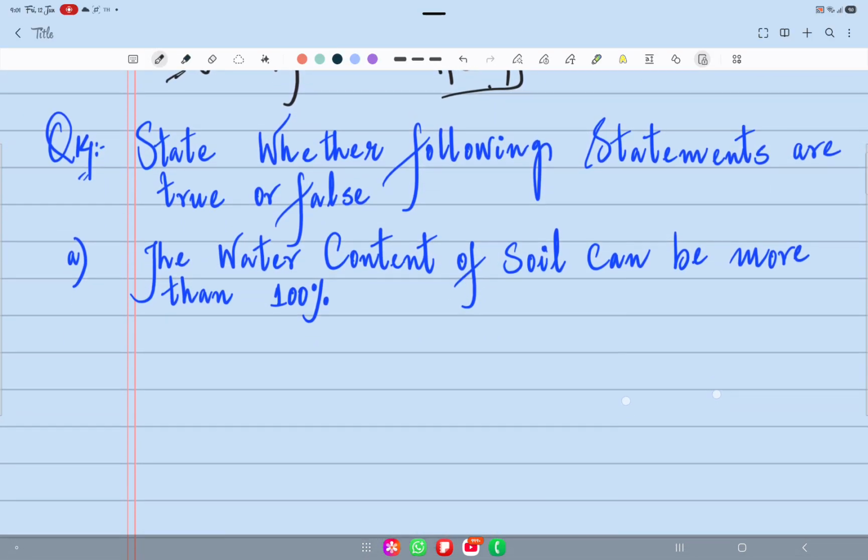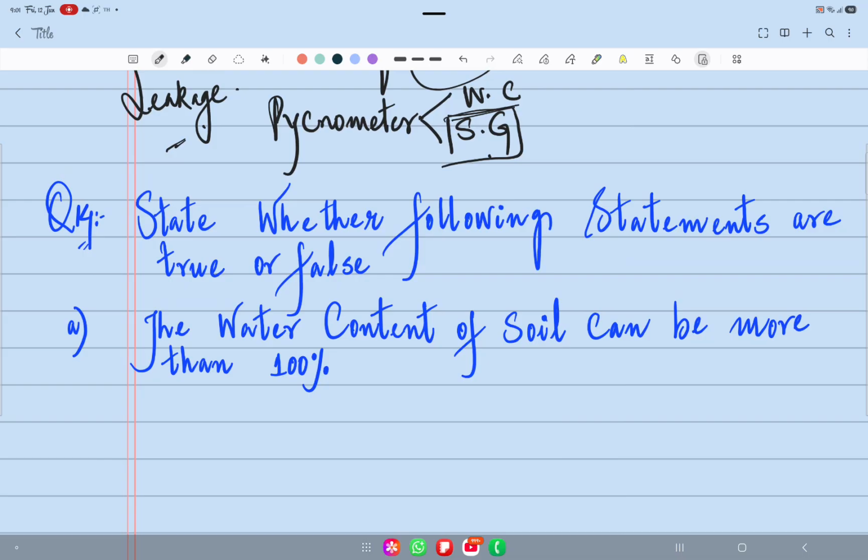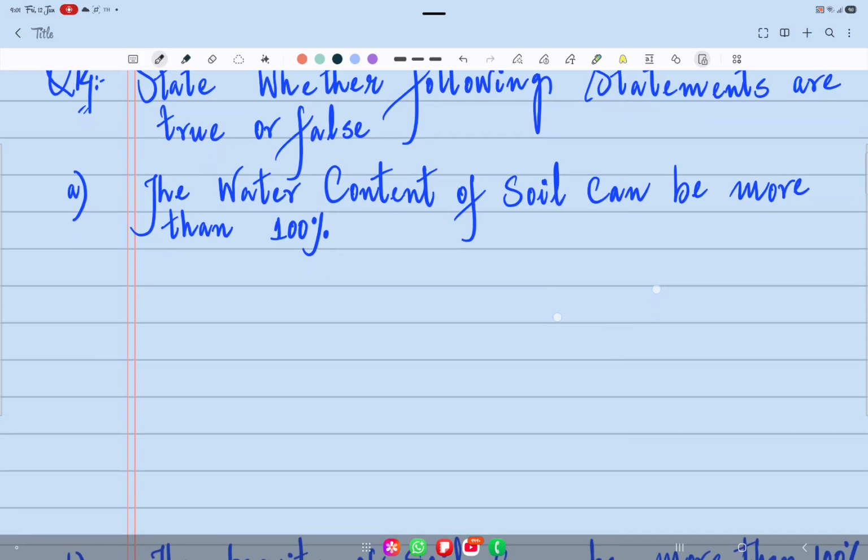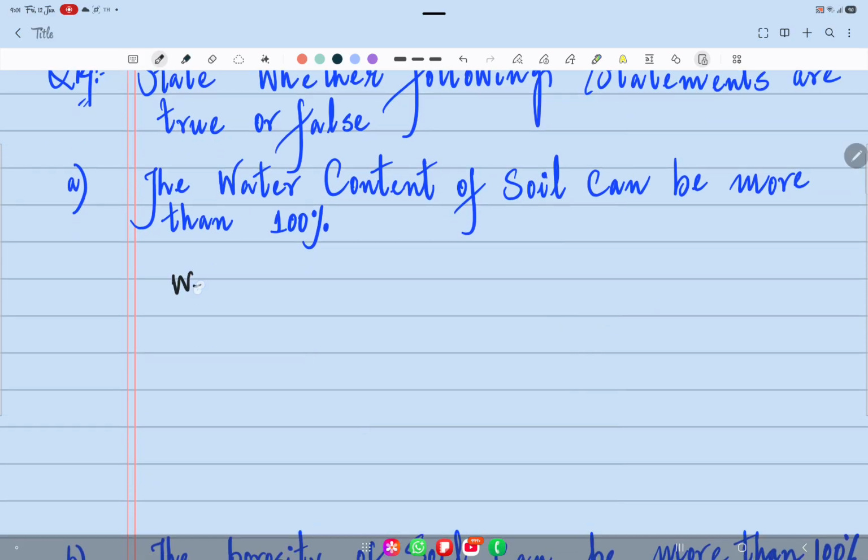Question number 14. We have to state whether these statements are true or false. The first one is: the water content of soil can be more than 100%. We just studied about the water content. It's a ratio between the mass of water to the mass of solids. It's also known as the moisture content, and it is expressed as a percentage but used as a decimal in computation. Now the question is, can it be more than 100%?